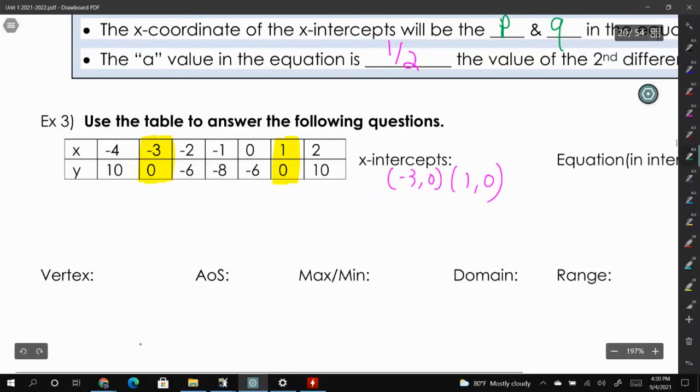Your vertex is going to be right in the middle where we switch directions. So when we find our first difference, 10 minus 0 is 10. 0 minus negative 6 is positive 6. Negative 6 minus negative 8 is positive 2. Negative 8 minus negative 6 is negative 2. So we changed. We went from 2 to negative 2. That means this is our vertex.